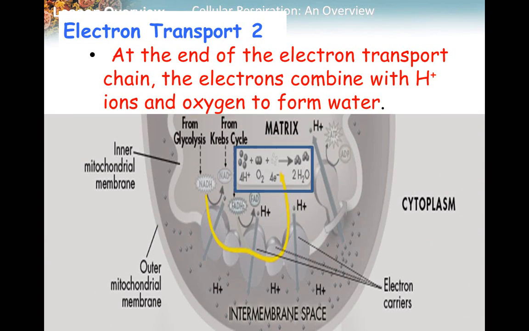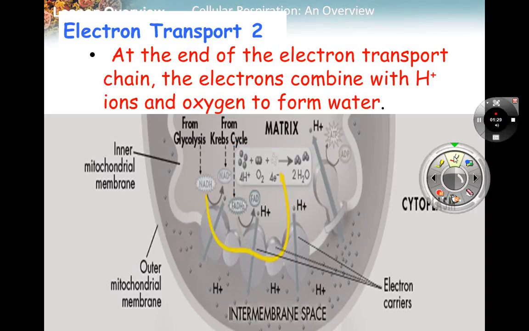Electron transport 2. At the end of the electron transport chain, the electrons combine with H+ (hydrogen ions) and oxygen to form water. That's what this is showing here. In the middle of the screen, you see the electrons coming together with the hydrogen to form high-quality H2O. Because remember, in the intermembrane space, you had all these hydrogens, and these guys are slowly being pumped from one side to the next. So the final receptor is oxygen, and those hydrogen and oxygen come back together, and it makes water.